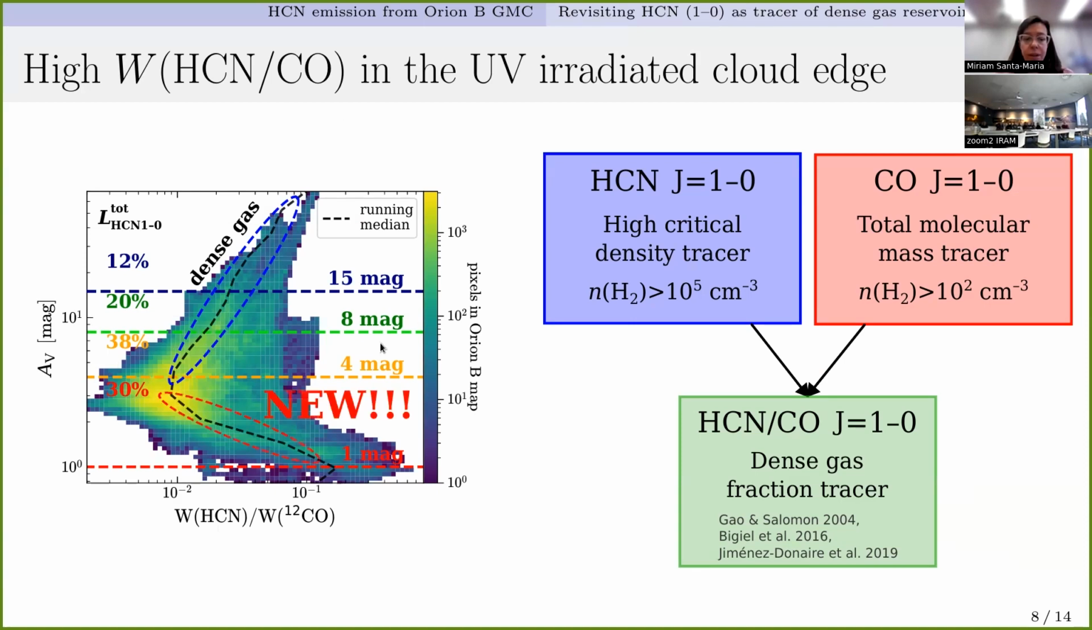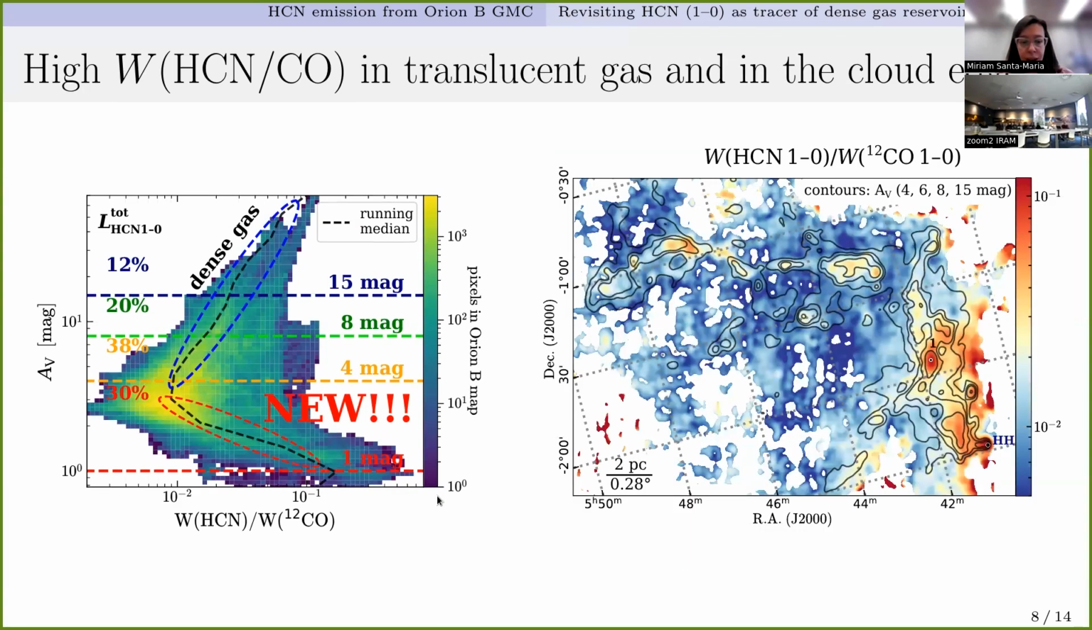However, in Orion B, we have a second branch that has an increasing ratio toward lower AVs. Actually, if we represent the spatial distribution of this ratio, we see that there are high values in the filaments and outside the filaments, mostly at the edge of the cloud.